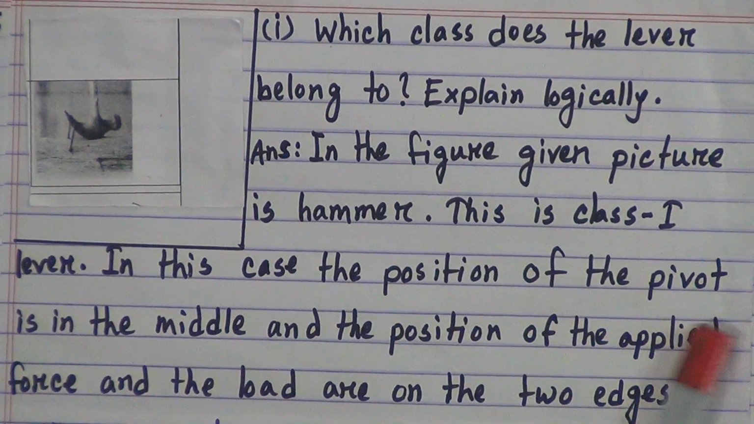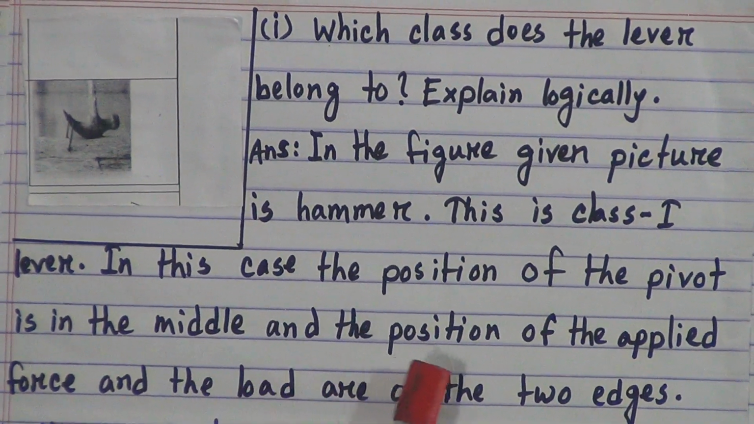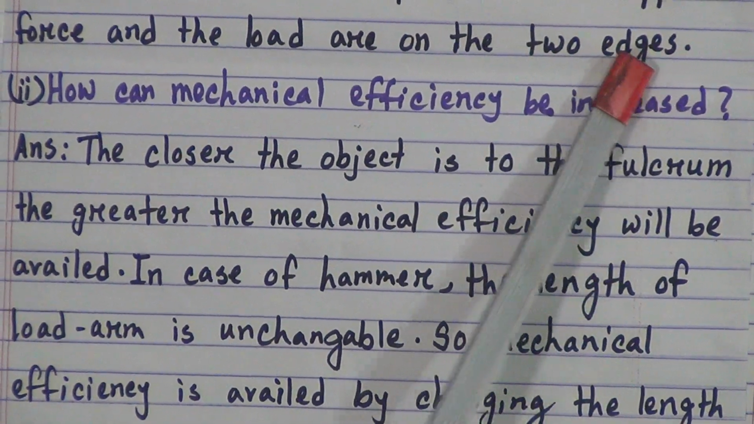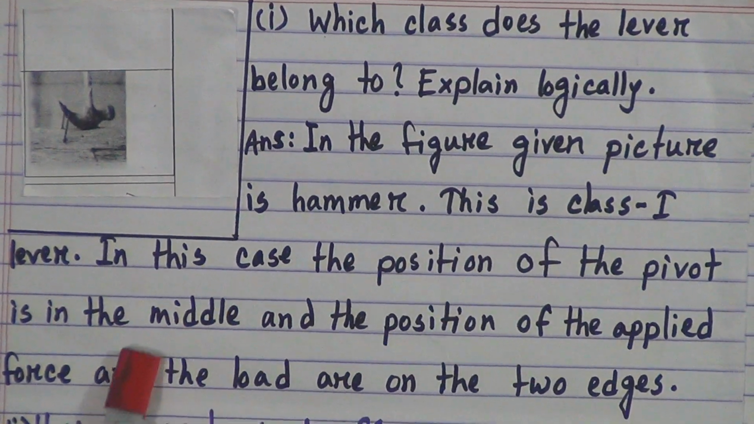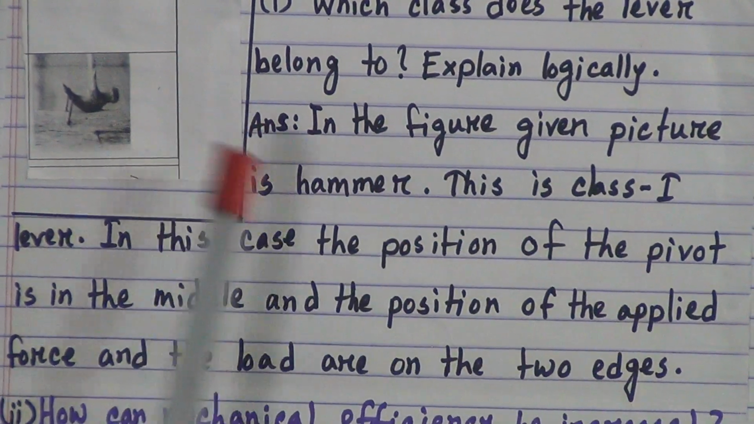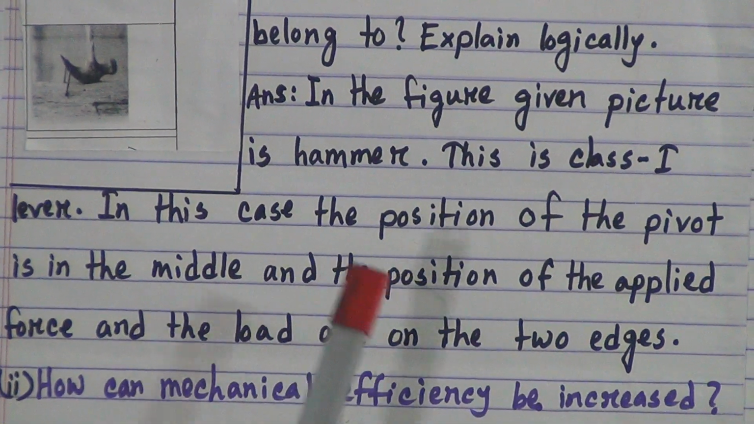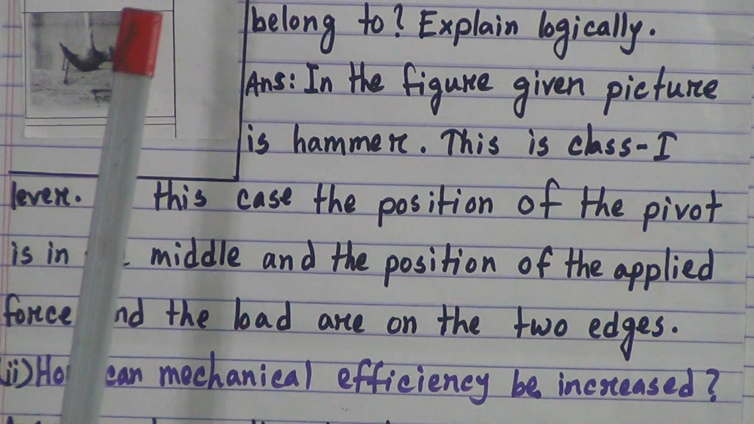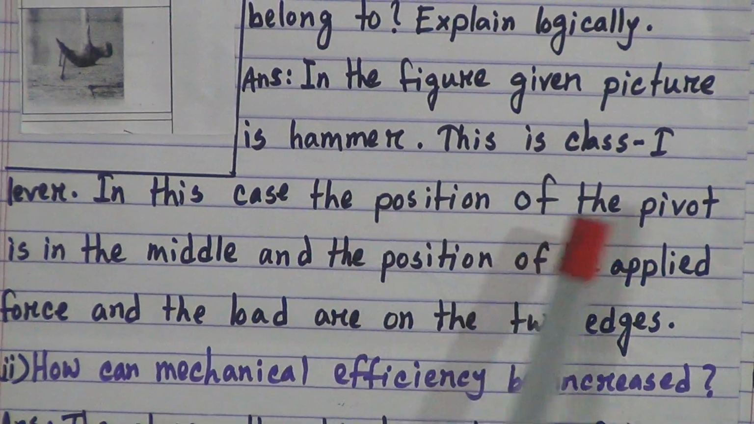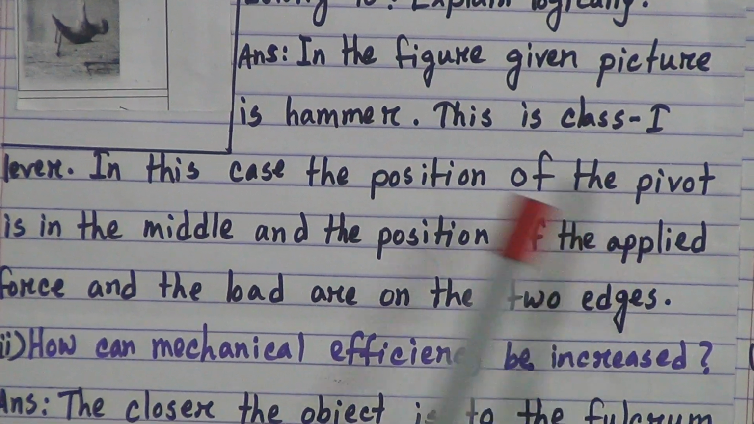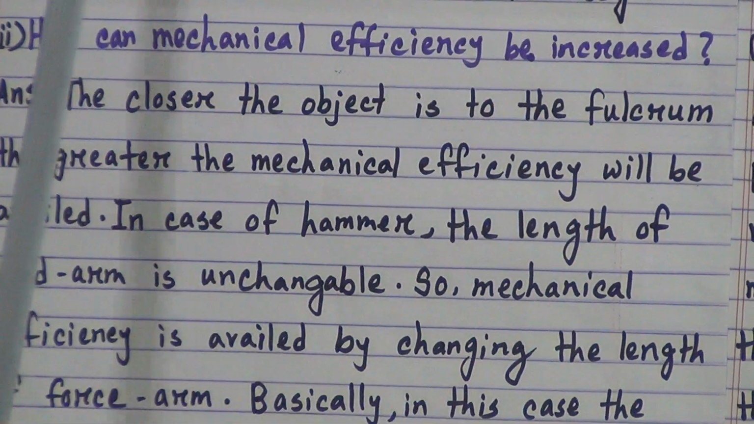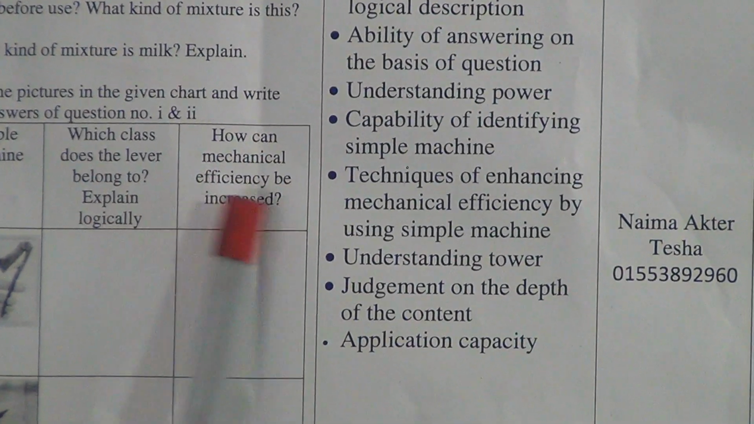In this case, the pivot is in the middle, and the position of the applied force and load are on the 2 edges. Dear students, listen carefully. In a class 1 lever, the pivot will be in the middle position, and the applied force and load will be on the 2 edges. I am repeating: the given picture is a hammer, and this is a class 1 lever.